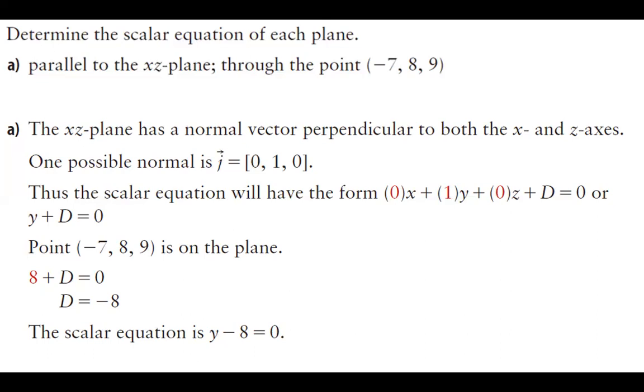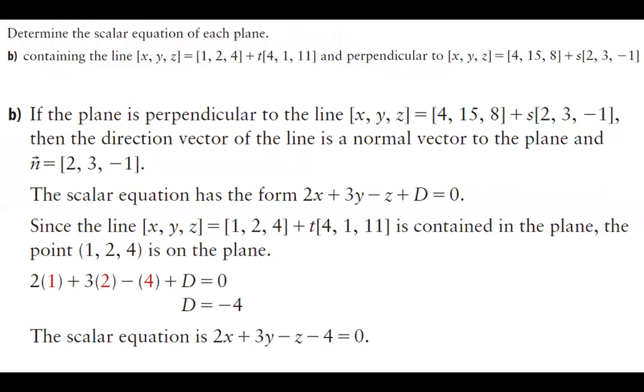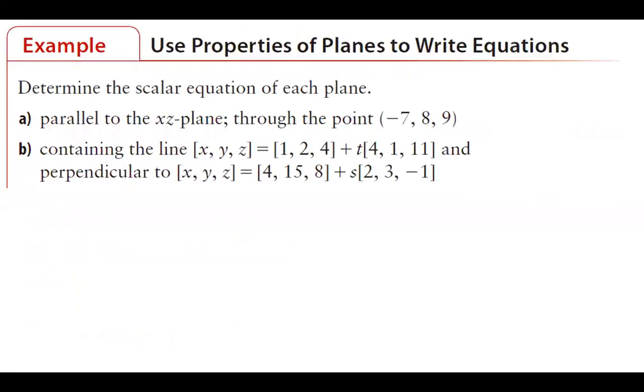Do you have any questions? Any questions? No? Okay, then let's consider question B. Again, I'll give you 3 minutes to have a look at that by yourself first.